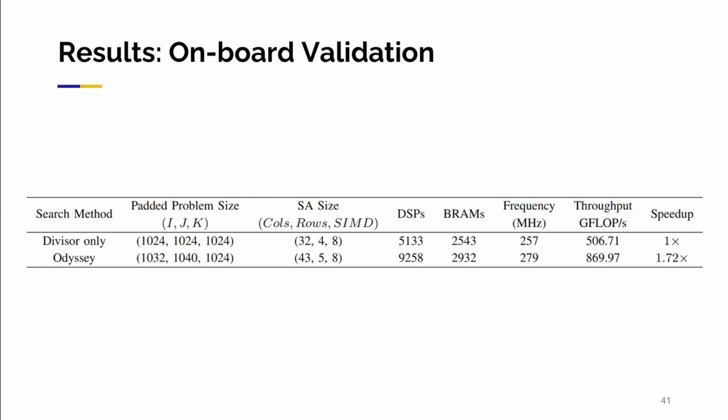And finally, we evaluated the solutions found by this search method on FPGA. So with the divisor only, for this problem size, we found this dimension of the systolic array and all the tiling factors, which gave us around 500 gigaflops per second. But then the best performance we found was with these dimensions, where we padded the problem to 1040 and 1032 with these number of columns and rows.